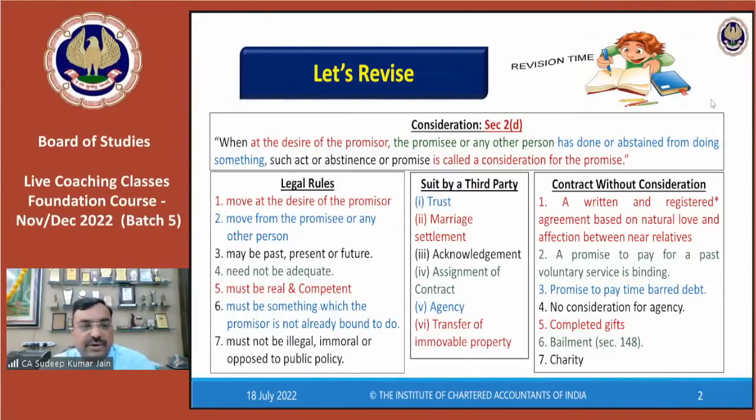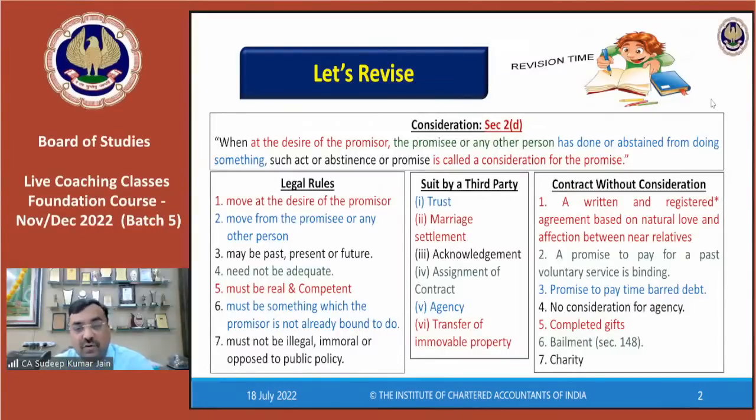Legal rules. First point, consideration must move at the desire of the promisor only, but consideration may move from the promisee or any other person. Consideration may be past, present, or future. Consideration need not be adequate. It means the law says there must be consideration in the contract, but it need not be equal to the worth. It is not required. Consideration must be real and competent. Consideration must be something which the promisor is not already bound to do. I think you remember the example of the doctor. Consideration must not be illegal, immoral, or opposed to public policy.